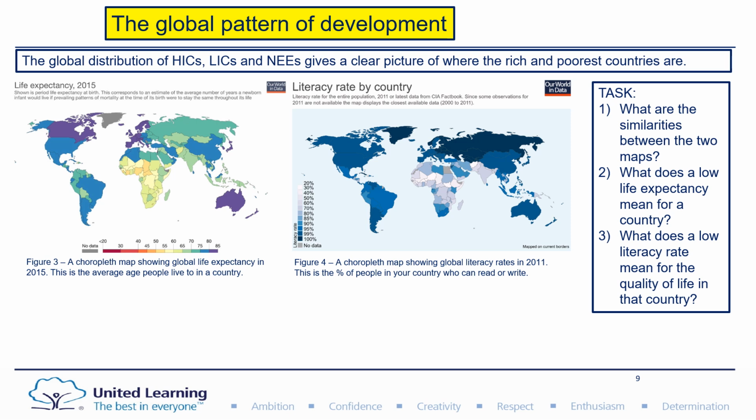Brilliant guys, well done. What you should have got is the idea that in the northern hemisphere both indicators are higher. You might have said Africa has lower scores of life expectancy and literacy rate. Question 2, if there's a low life expectancy, it'd be an LIC as there's less people to work. And number 3, if there's a low literacy rate, this means quality of life would be low as people haven't got the skills to work, so we'll have low wages.